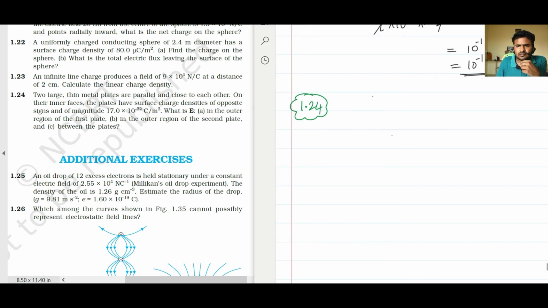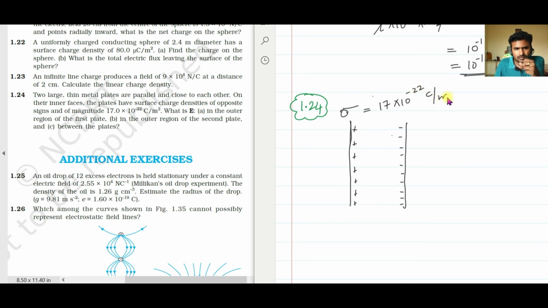Okay, so this is somewhat similar to a capacitor. You will learn about capacitors in the next chapter. So here you have two plates. Here you have a positive charge, and here you have a negative charge. How much is the surface charge density on both the plates? The surface charge density is 17 into 10 to the power of minus 22 Coulomb per meter square.